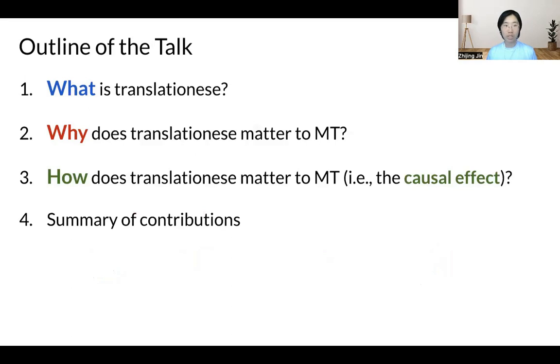There are three aspects that we will cover in the talk. First, what is translationese? Second, why does it matter to MT? Third, how, namely the causal effect.